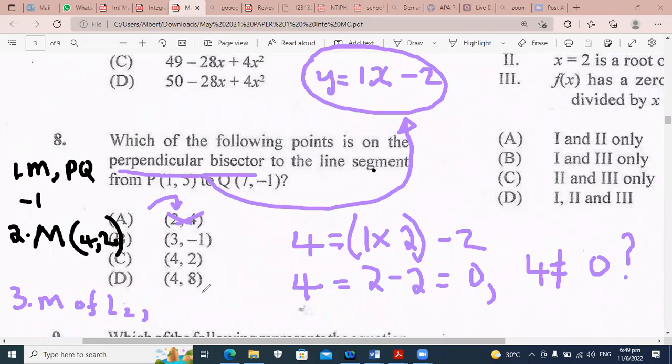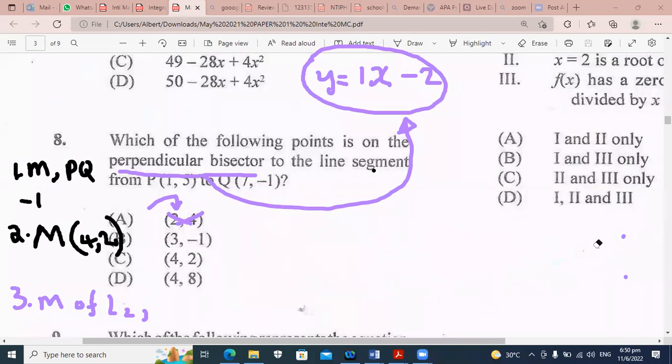Is it B, you know? It's not B here. Yes, sir, because they're not equal. They have to be equal. What about C? Yes, C. Sir, C is the answer.